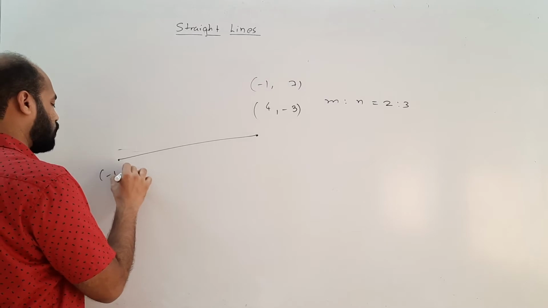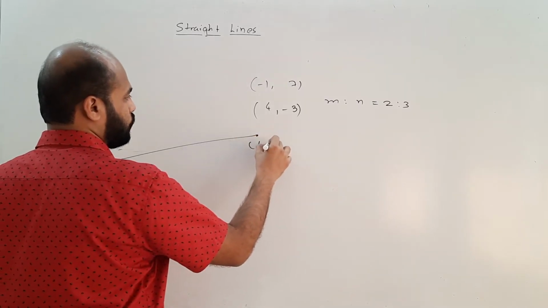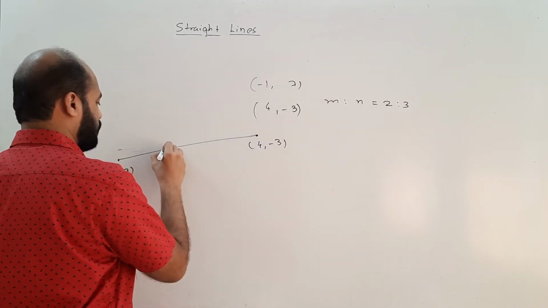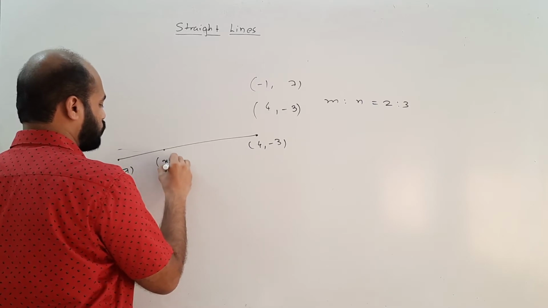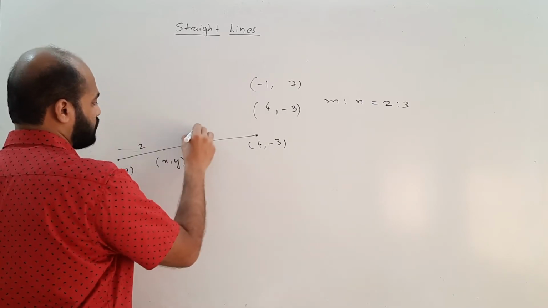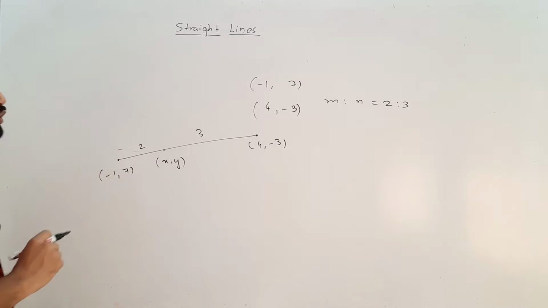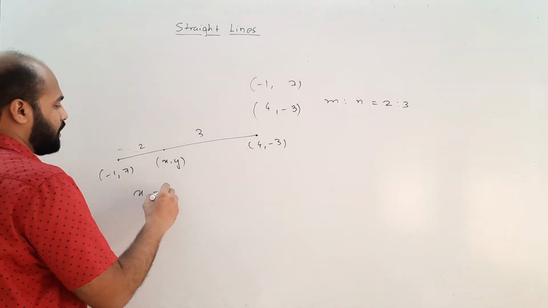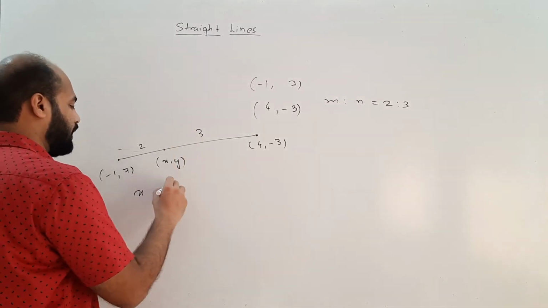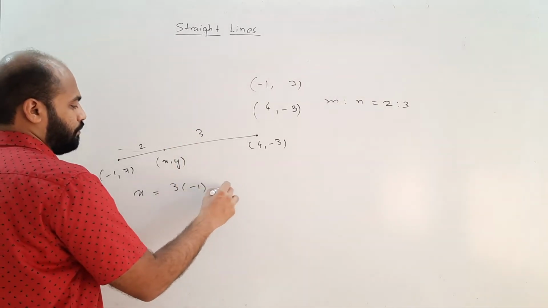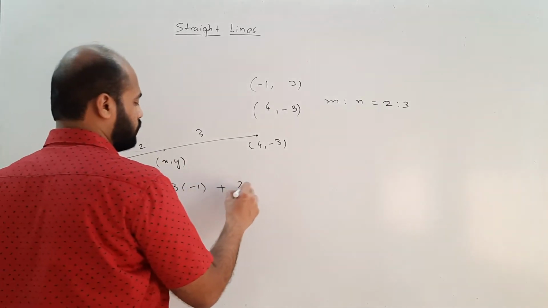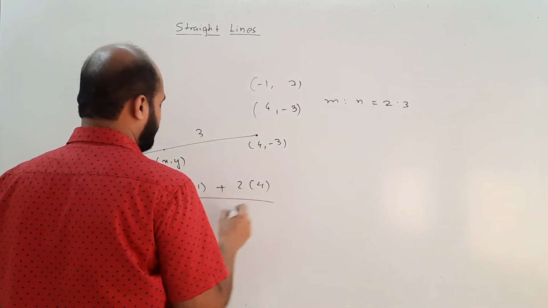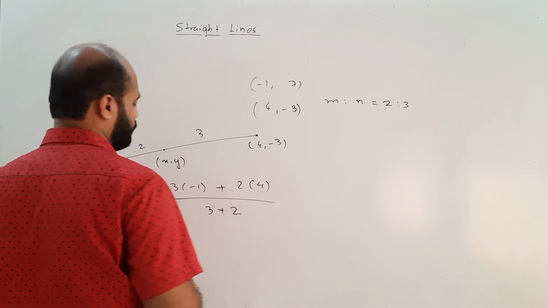So this is (-1, 7) and (4, -3). So this is that point x, y, and this divides the line segment in the ratio 2:3. So first we'll apply the formula for x. X is given as (m x2 + n x1) over (m + n), that is 3 into -1 plus 2 into 4, divided by 3 plus 2.